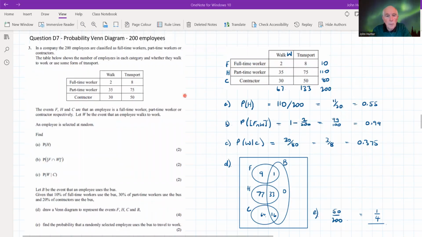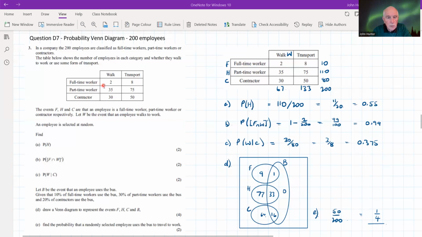Okay, we've got a probability worked example here. This is a Venn diagram type problem concerning 200 employees. Let's have a look. In a company, the 200 employees are classified as full-time, part-time, or contractors. The table below shows the number of employees in each category and whether they walk to work or use some form of transport. Okay, so there we go.